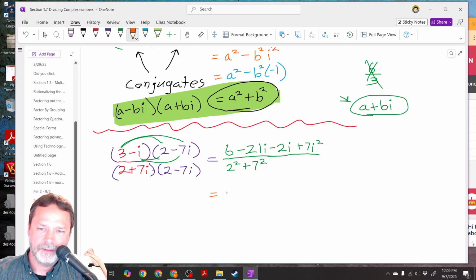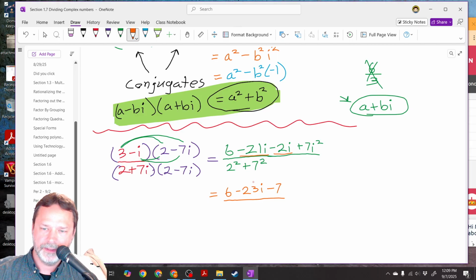All right, so let's simplify this out. We got negative 21i and negative 2i. The 6 is going to stay there. I'm going to have negative 23i for my numerator. And then this plus 7i squared is really a minus 7, all over this is 4 plus 49. No rush. I'll just leave it 4 plus 49.